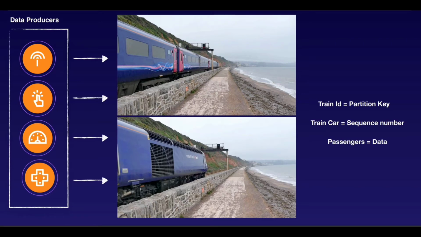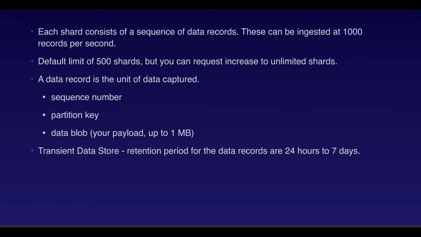Now we have talked about what consists within a shard, so let's take a look at what AWS offers for shards. Each shard consists of a sequence of data records. You can think about those little red boxes. They can be ingested at 1000 records per second. We already mentioned that the default limit of shards is 500, but we can request an increase to unlimited shards.